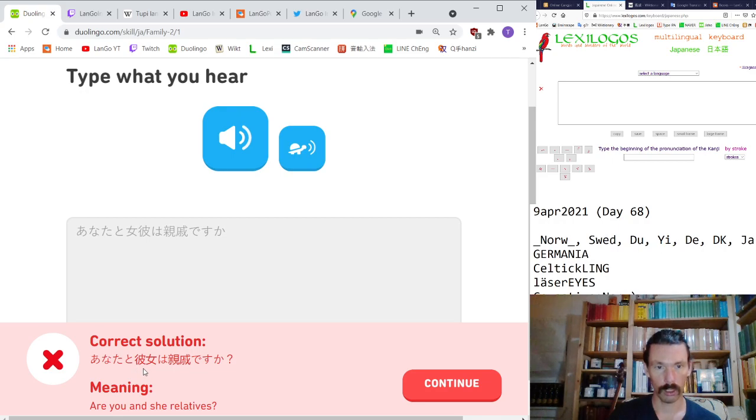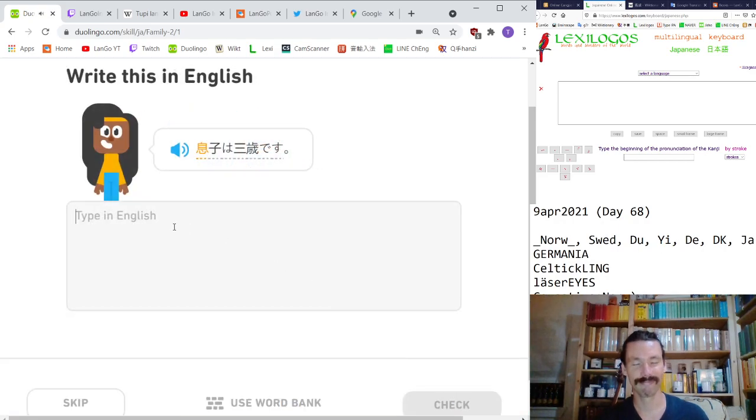Anata to. Oh, I put them in the wrong order. This makes no sense. Kanojo. The jo stands for the woman. That order. Wa shinseki desu ka? 息子は3歳です。 Inverted them. It's not a mistake I normally make.